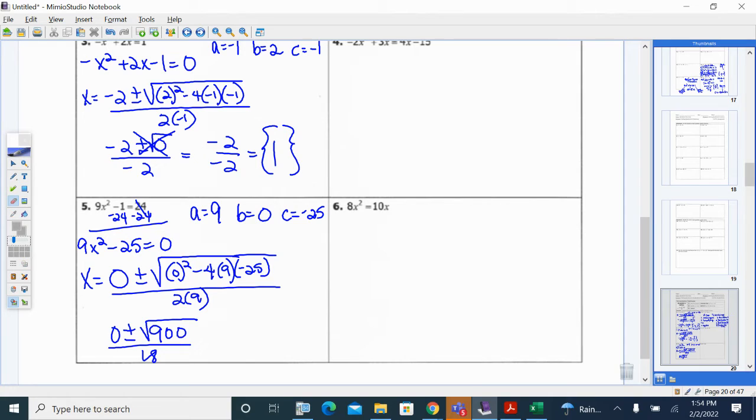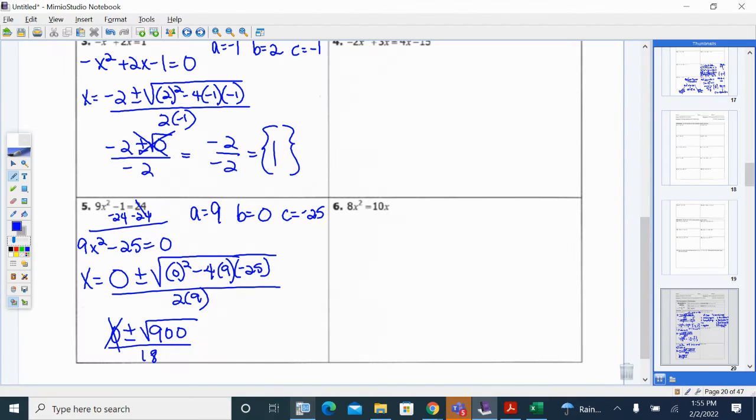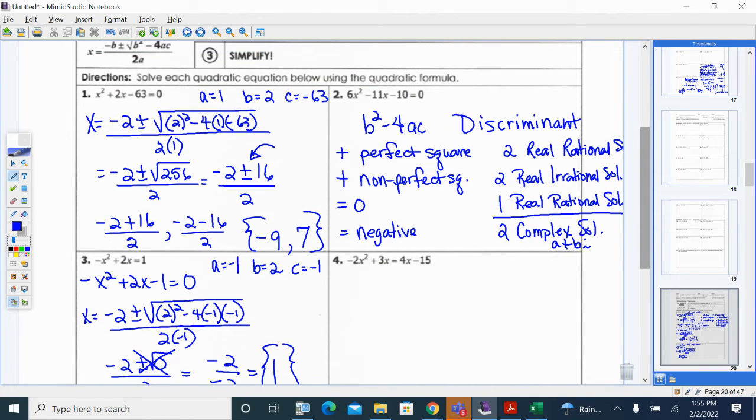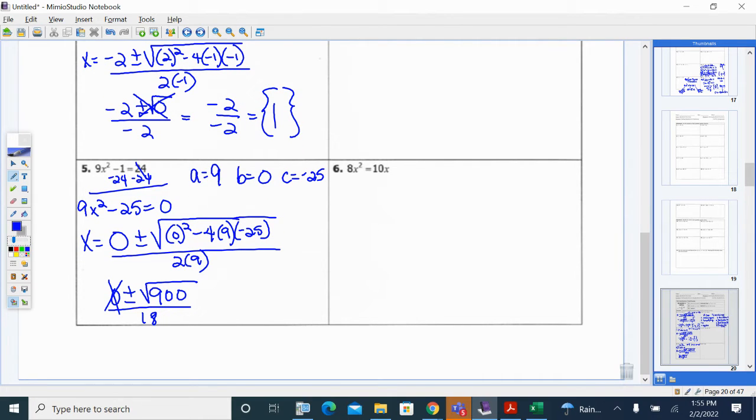So on this one, the 0 that's out front, once again, is not necessary. But the plus and the minus are. The plus and the minus are in front of the radical, so they have to stay. And then the next question is, is 900 a perfect square? Yes, it is. So again, what that tells me is my discriminant is positive and it's a perfect square. So I should have 2 real rational solutions. The square root of 900 is 30. So this gives me a positive and a negative 30 over 18.